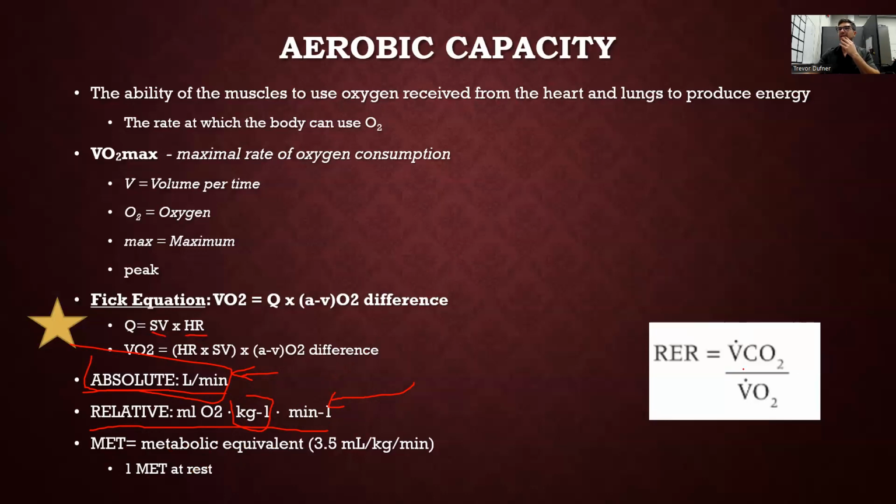And again, here we see our RER, right? We see our RER, volume of CO2 over volume of O2. And as we should remember, if this is closer to 0.7, right, that is what?